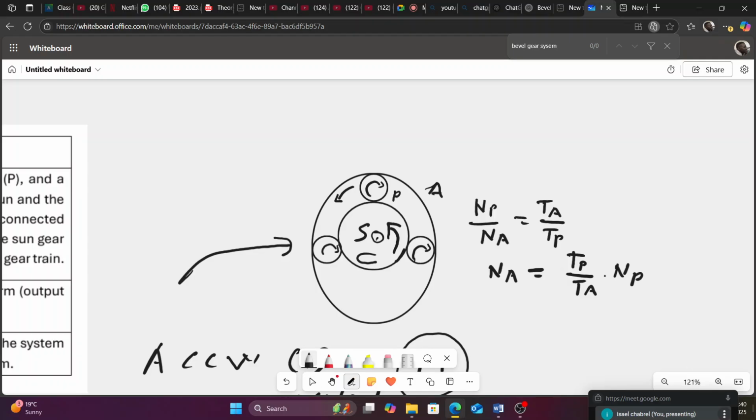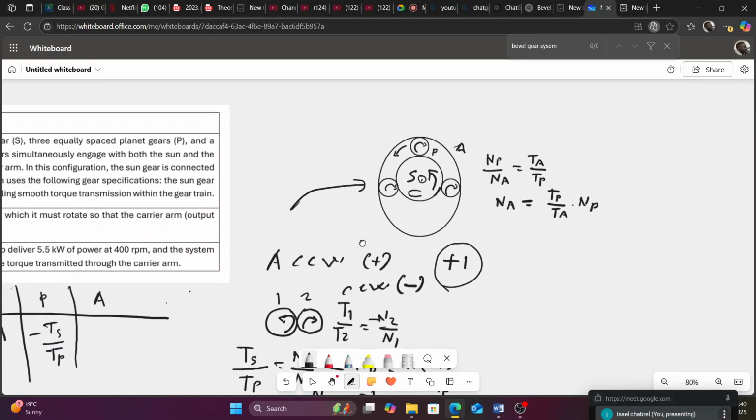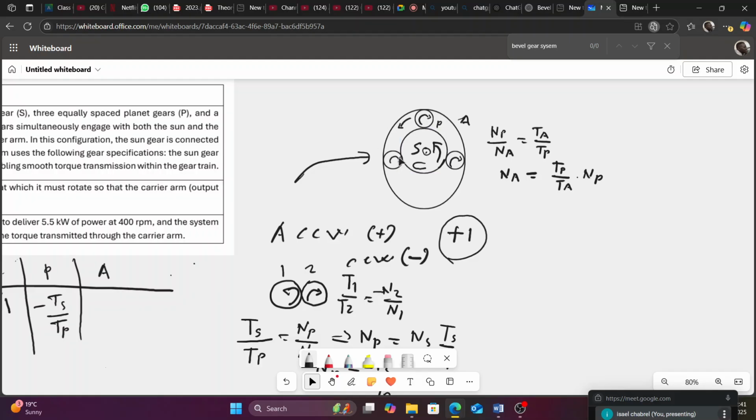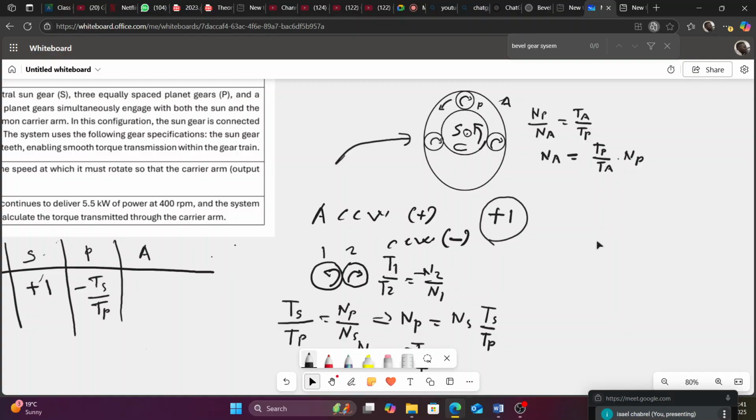Now, what is happening here? In this ratio here, are we going to have a negative? No. Why not? It's because the follower is going in the positive direction. It's just going to stay the way it is. But in this expression you also see that you've got the presence of NP. So what is NP? You found NP. NP is minus TS over TP.